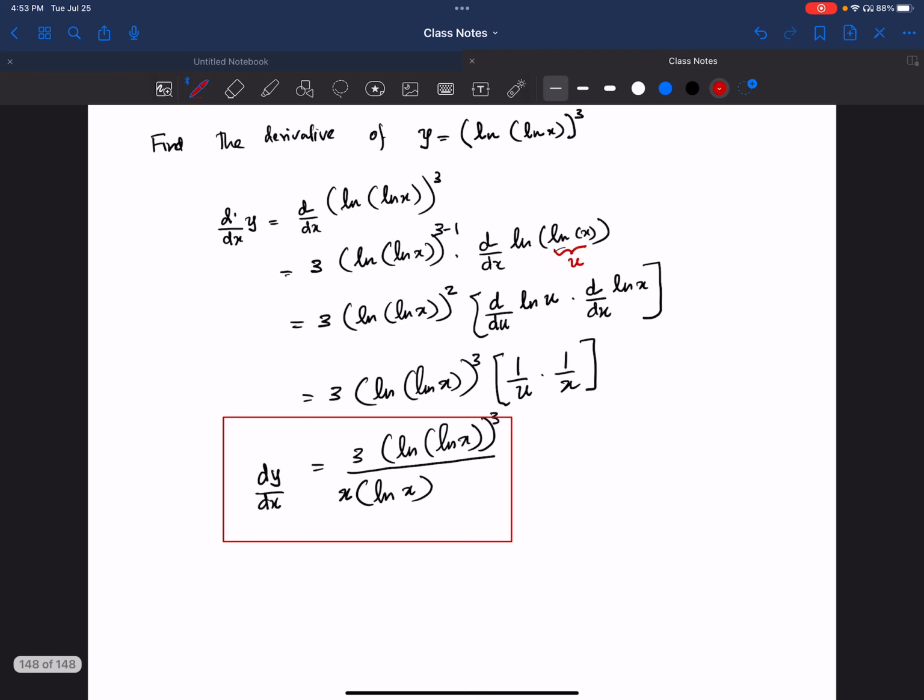So if you use your basic knowledge of chain rule and the things that we learned earlier, the derivative of natural log functions, you should be able to solve almost any problem.